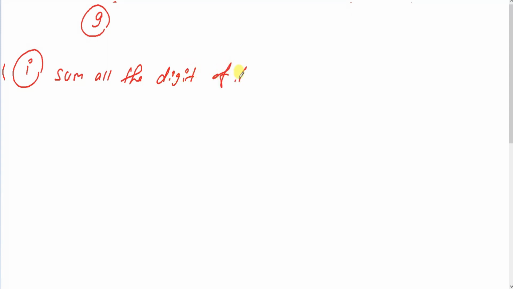So now let's check whether a number is divisible by 9 or not. To check this, the steps are the same as for 3. The process is to sum all the digits of that number.